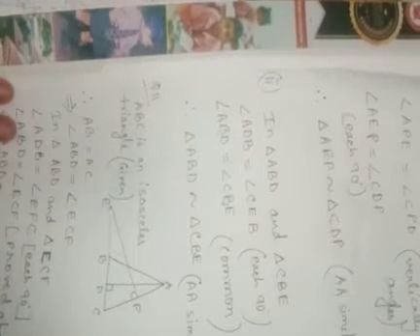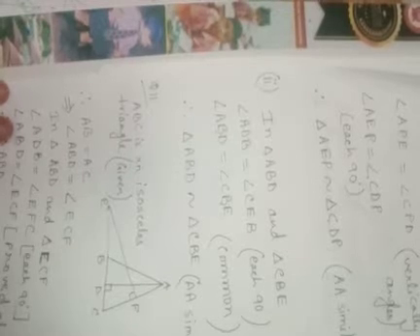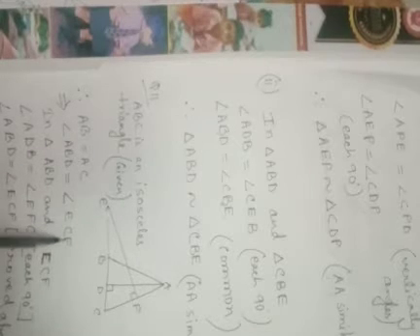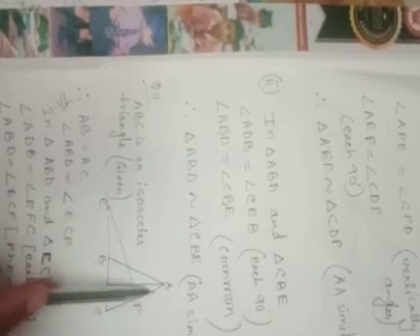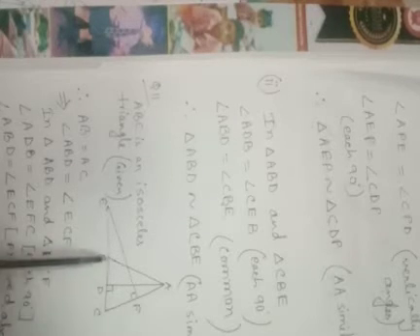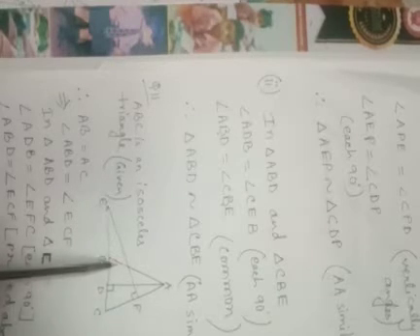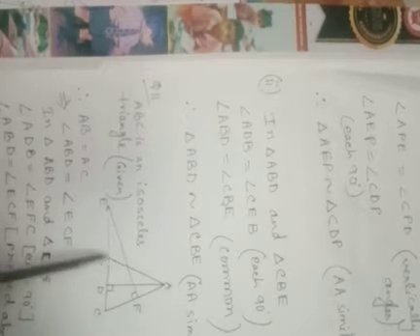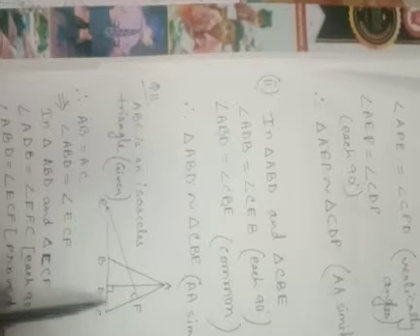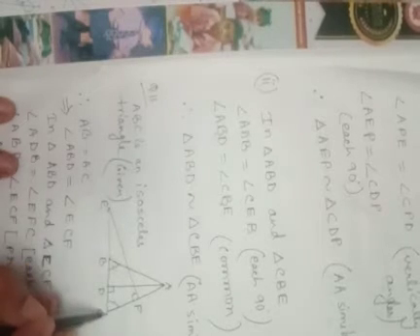ABC is an isosceles triangle which is given in the question. So two of its sides are equal. That means AB is equal to AC. So angle ABD is equal to angle ECF, because if AB is equal to AC, then the opposite angles will be equal, because opposite sides are equal. That means their angles will also be equal. So angle ABD and angle ECF are equal.